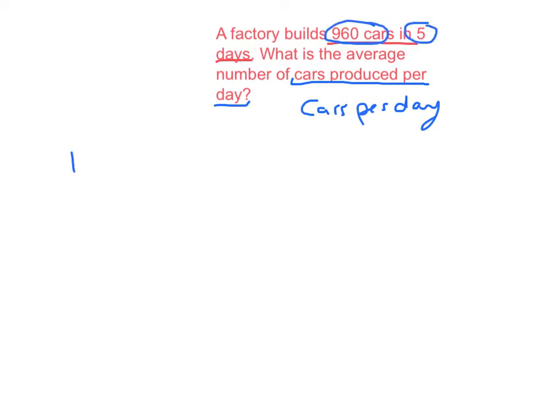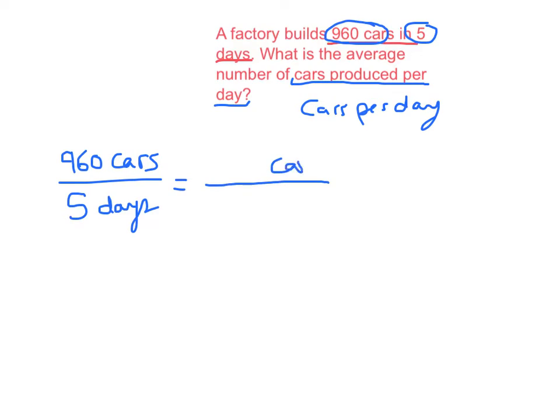I'm trying to build the ratio of how many cars are produced per day. If 960 cars are produced in 5 days, then how many cars are produced in 1 day? Well, I can accomplish this by dividing 960 by 5.